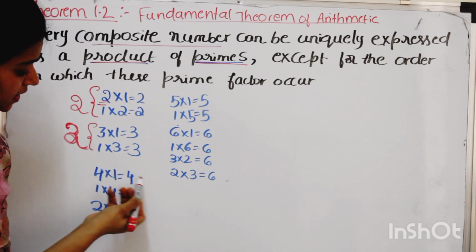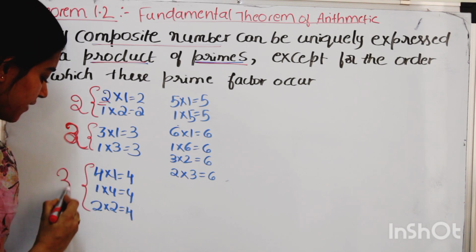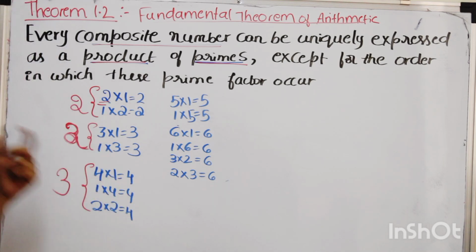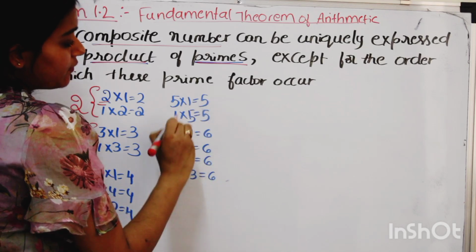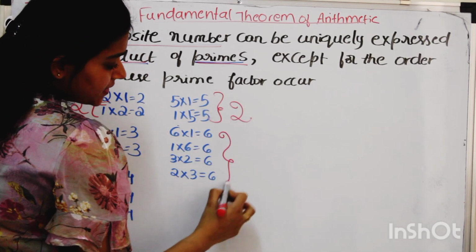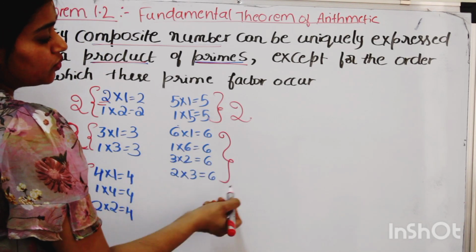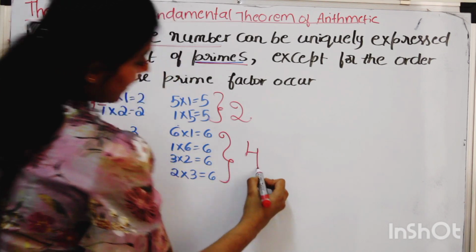4 1s are 4, 1 4s are 4, 2 2s are 4. So this has 3 factors: 1, 2, 4. 5 1s are 5, 1 5s are 5. So this has 2 factors. Again, if you consider 6: 1 6s are 6, 1 6 is 6, 3 2s are 6, 2 3s are 6. So 6 has 4 factors.